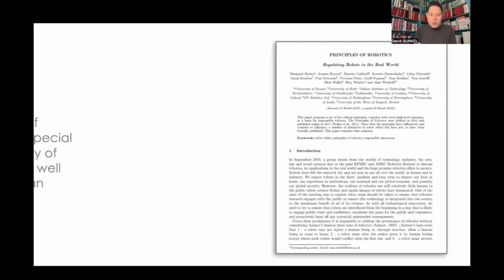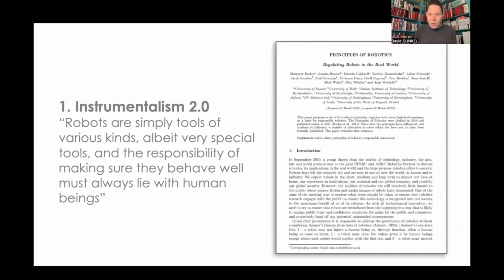The instrumentalist approach is very popular. You can see it already taking place in a lot of the legislation that is being discussed worldwide, especially the EU's recent AI Act. Here's one version of it called the principles of robotics. They write this: robots are simply tools of various kinds, albeit very special tools, and the responsibility of making sure they behave well must always lie with human beings.